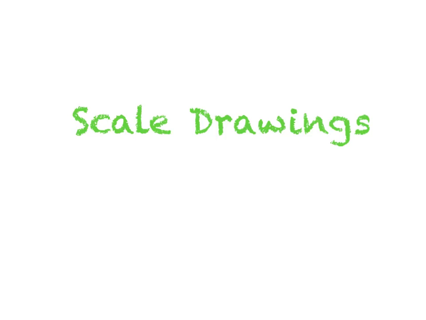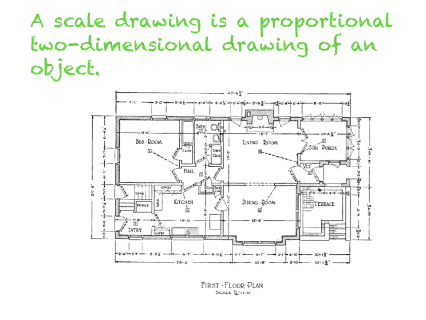Today we're going to talk about scale drawings and models. So a scale drawing is a proportional two-dimensional drawing of an object. So here we have a scale drawing of a first floor plan. And this is typical if you are building a house or a school or any type of building. You're going to have a scale drawing of what the rooms and the layout is.